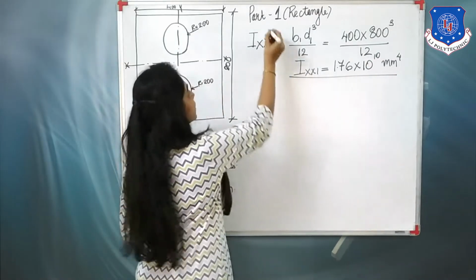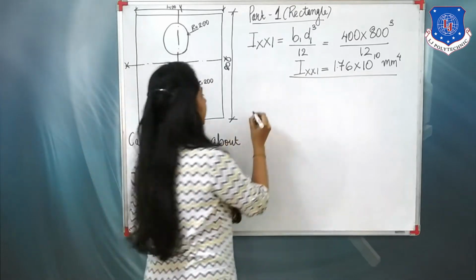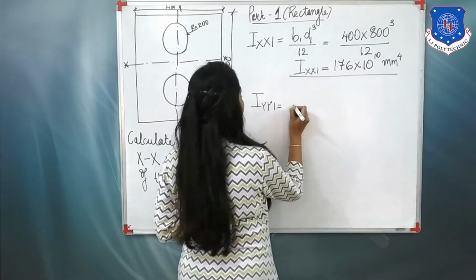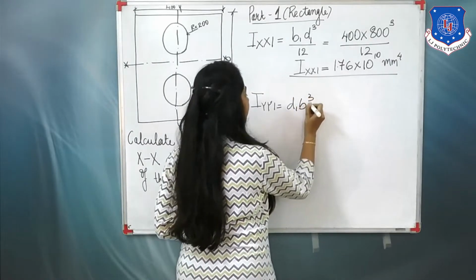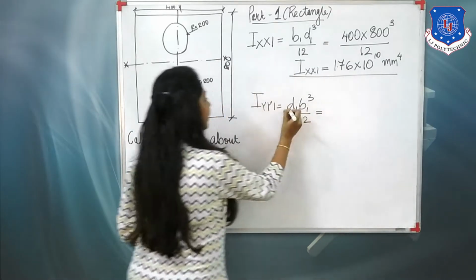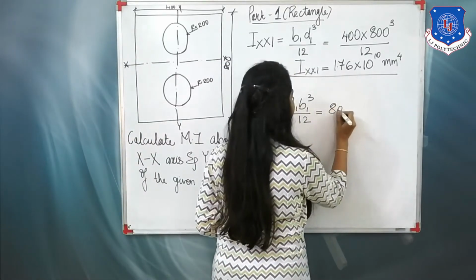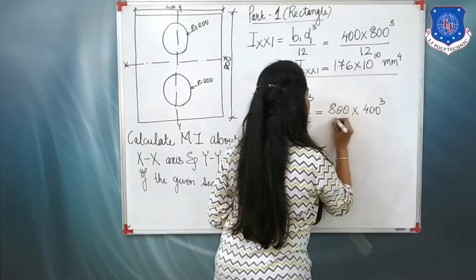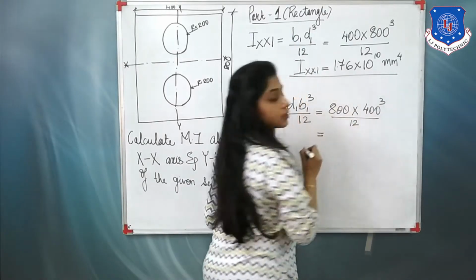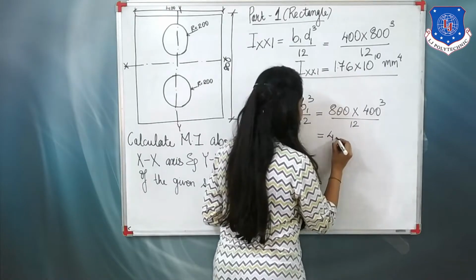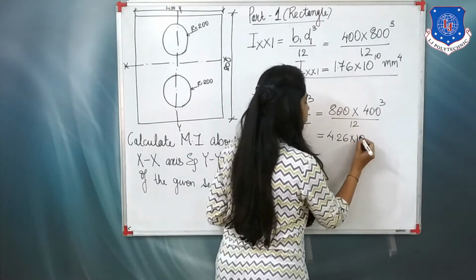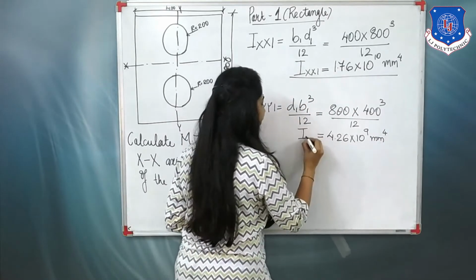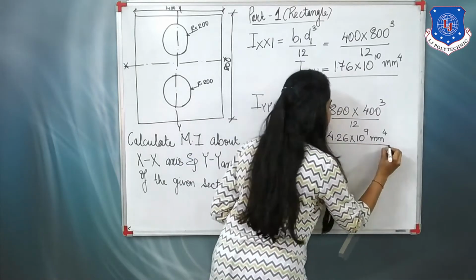Now similarly, as my first part is a rectangle, I will calculate Iyy1 also, using the formula D1 B1 cube upon 12. So my D1 is 800, B1 is 400 cube upon 12. So I get my answer as 4.26 into 10 raised to 9 mm raised to 4. So my Iyy1 will be this.